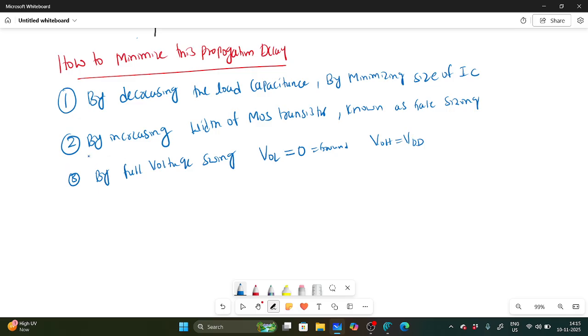Or by implementing the circuit with a pull-up network. So like this, we can minimize the propagation delay.